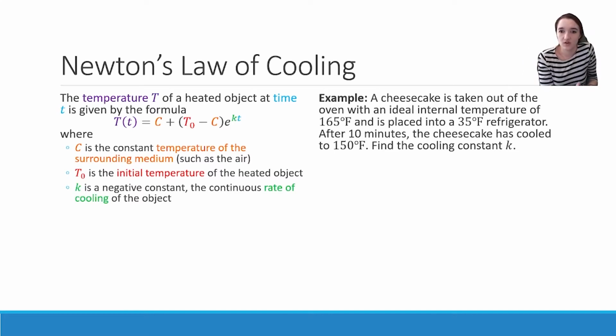So, the steps to actually work on a problem like this. We have a cheesecake taken out of the oven with an ideal internal temperature of 165 degrees Fahrenheit, i.e., the cheesecake is 165 degrees.